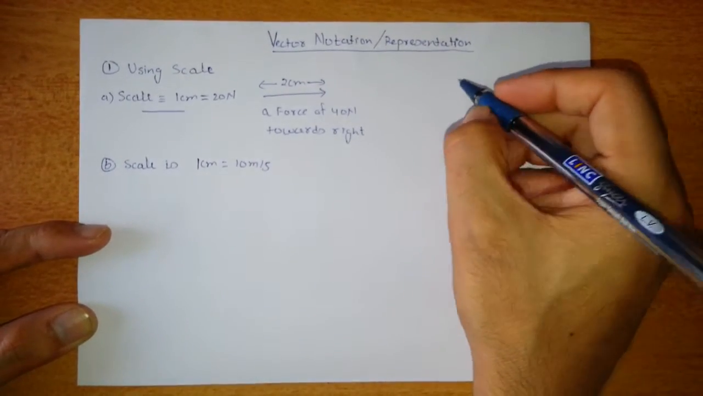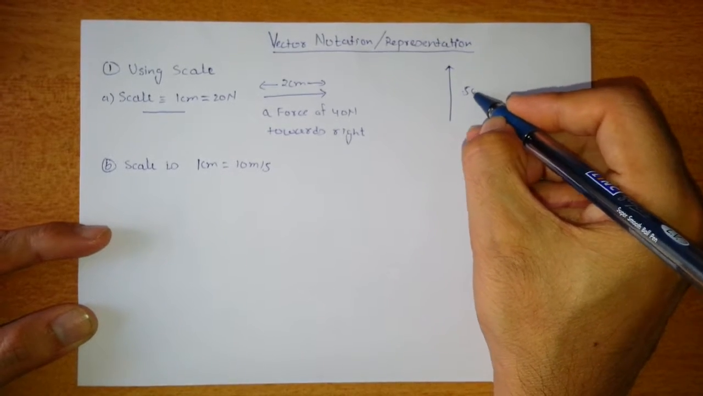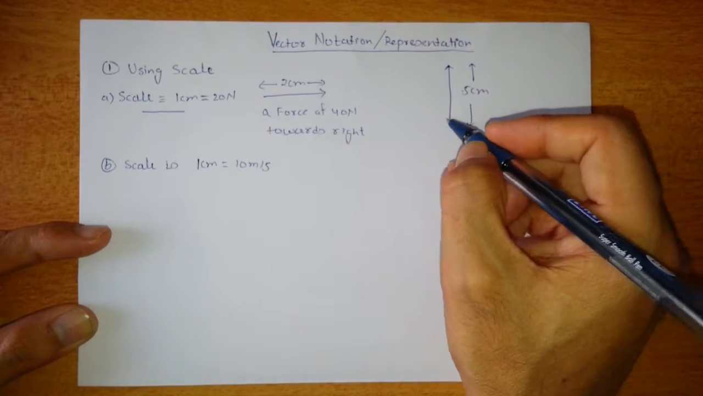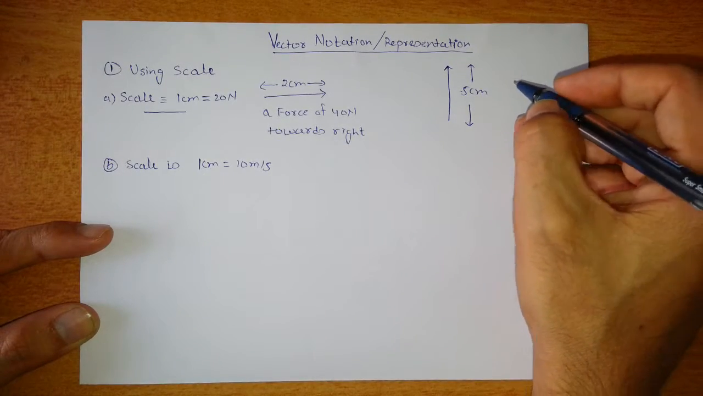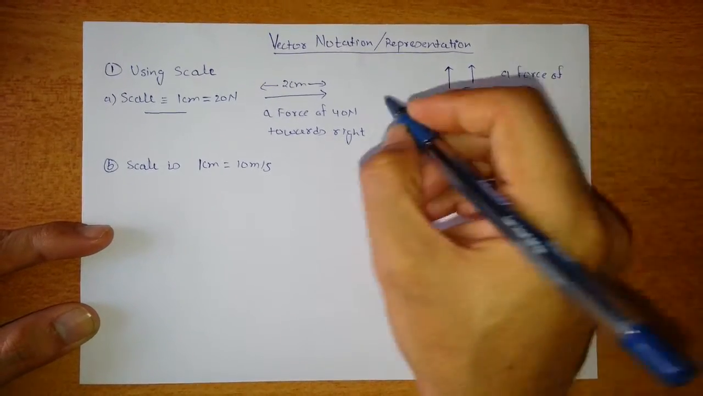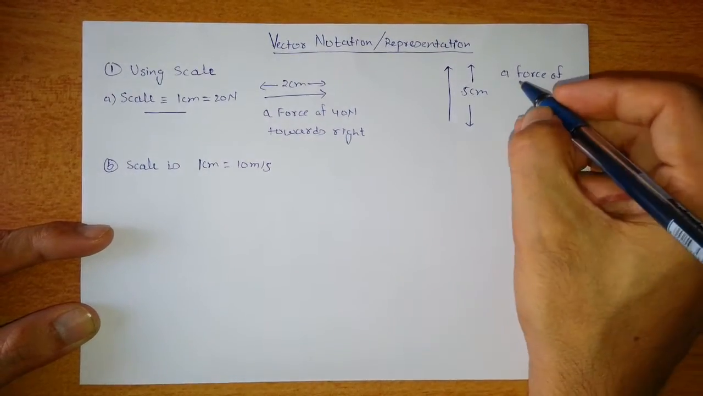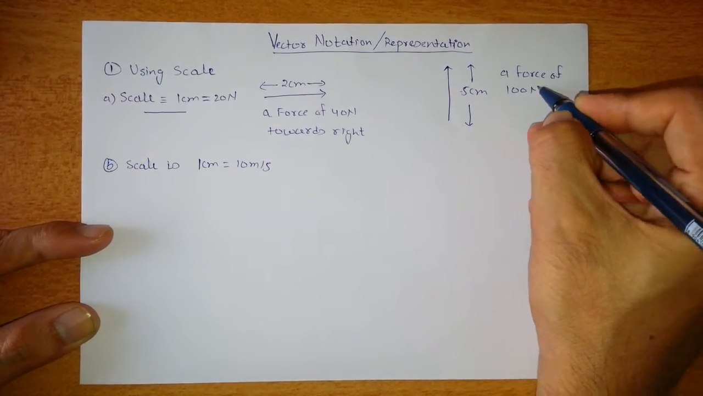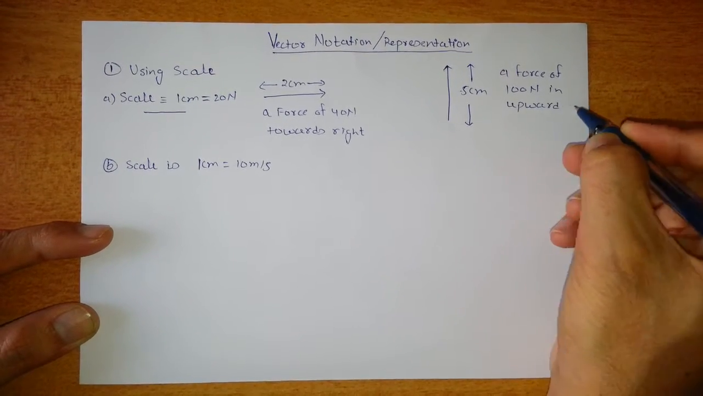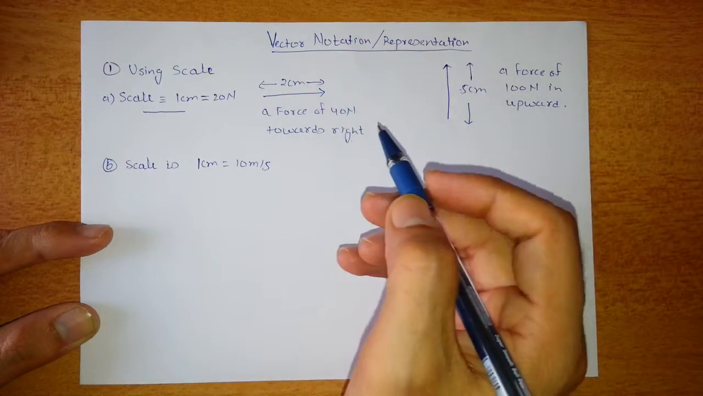And again, let's say I draw another vector of 5 centimeter length. That is the measured length of the vector. Then this vector represents a force of 100 Newton. 20 is 1 centimeter, so 5 centimeter will be 100 Newton in upward direction. So in this way we can represent vectors by using some scale.